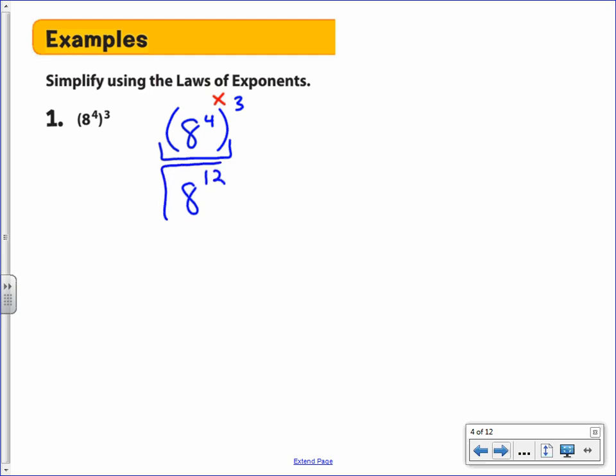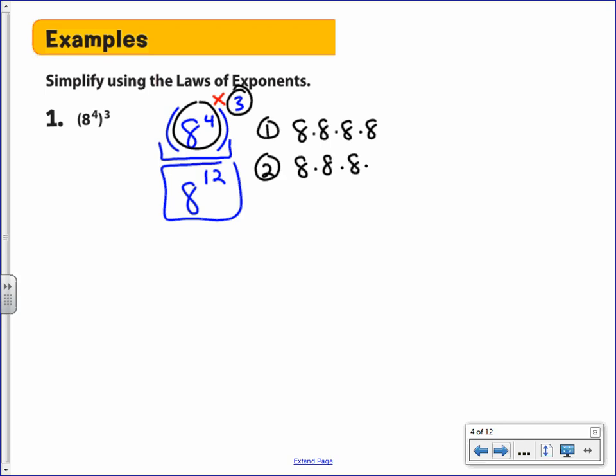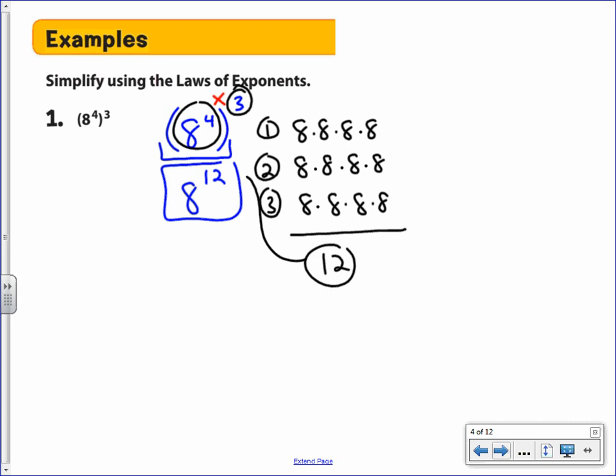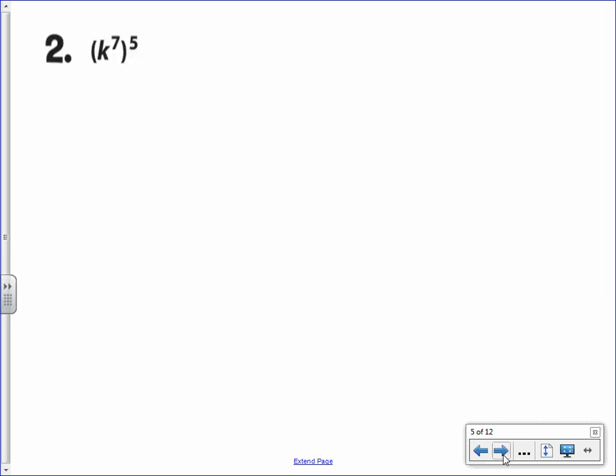4 times 3 is 12. So my answer is 8 to the 12th power. Now, again, if I forget my rule, it's very easy to just write it out. 8 to the 4th means 8 times 8 times 8 times 8. And I need 3 groups of those. There's one group, here's my second group, and here's my third group. So how many 8s is that? Well, there's 4, 8, and 12. So my answer is 8 to the 12th power.